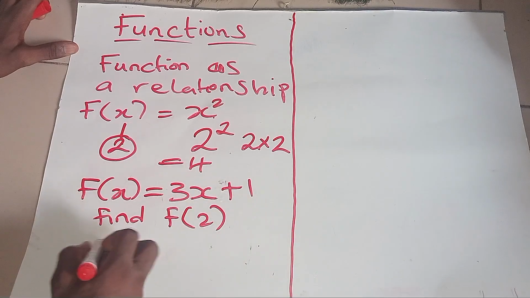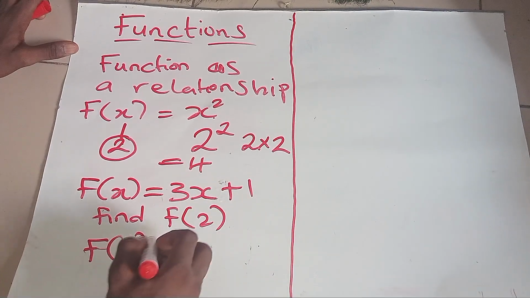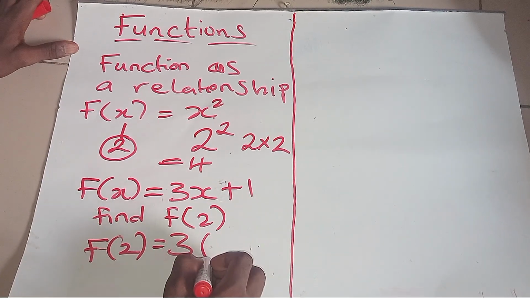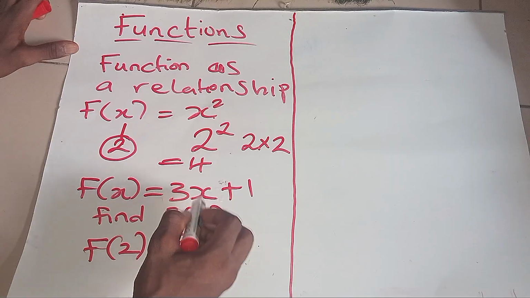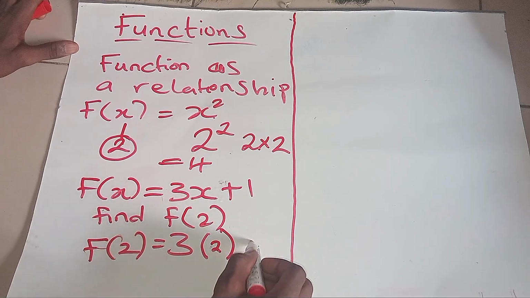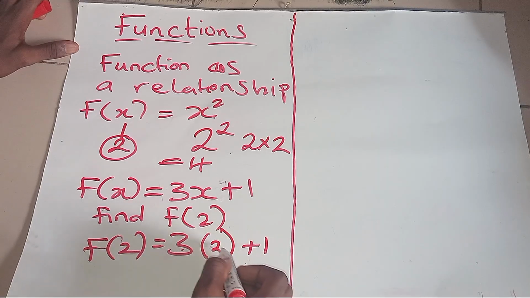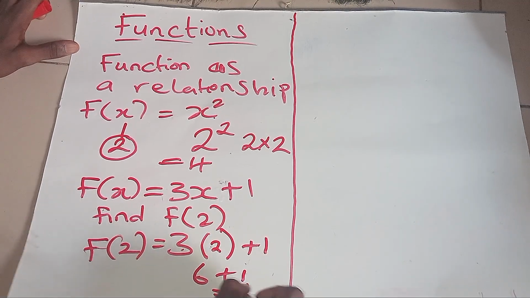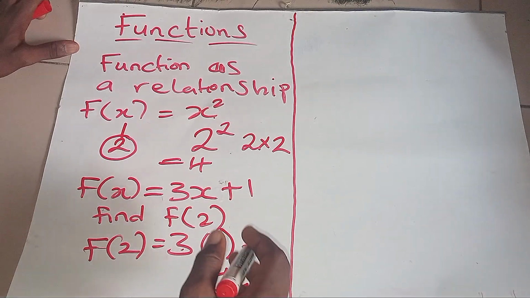So I will say my f of 2 is equal to 3 in a bracket. Now this x aspect I'm replacing with 2, which is my 2 here. Then close the bracket. I have plus 1. So 3 times 2 is going to give me 6. 6 plus 1 is going to give me 7. So that's the answer for this particular one.